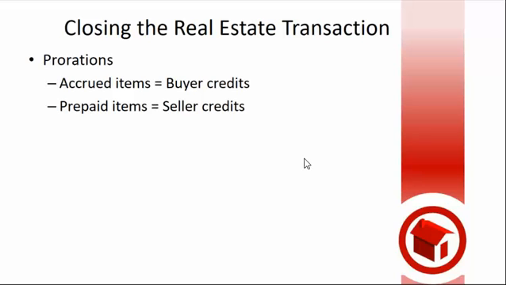All right? Well, before we know how to split it, we need to know what type of bill is it? Who's paying it? There are two types of bills. The first type is what they call an accrued item. Accrued means it's paid after you use it, at the end. Who typically would pay that?